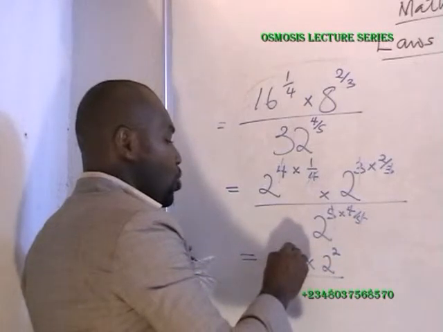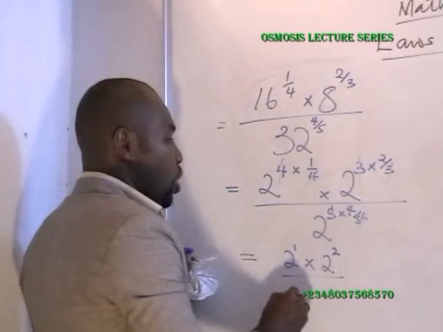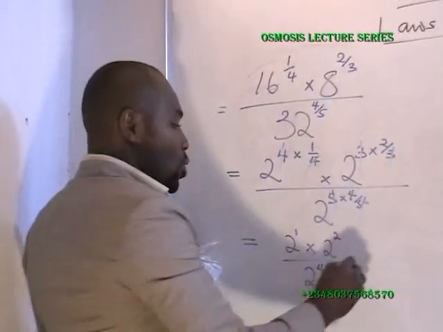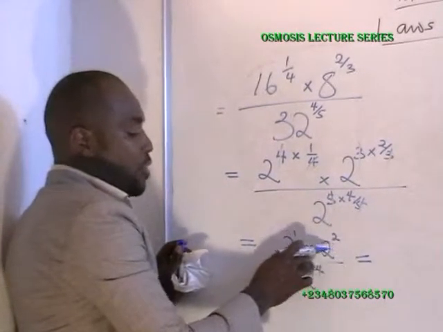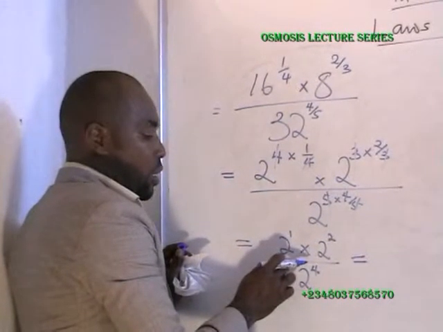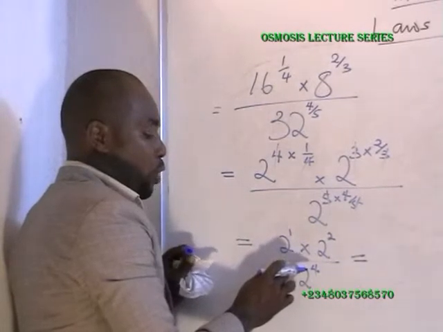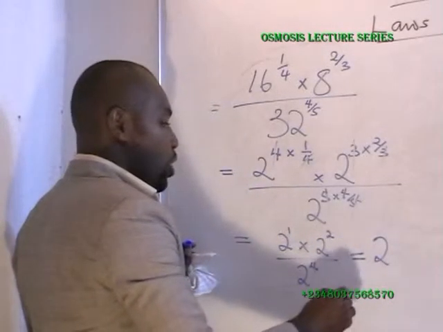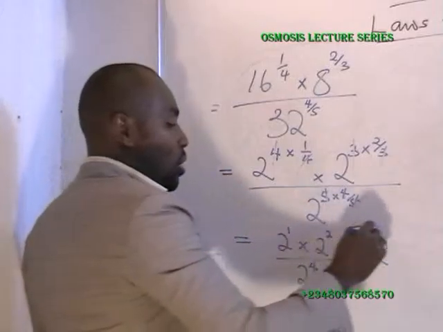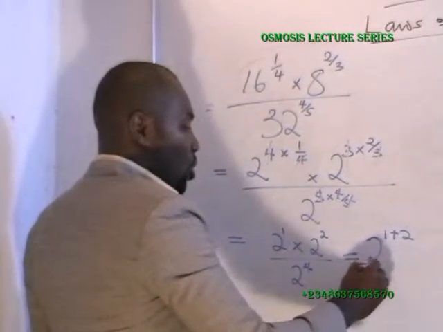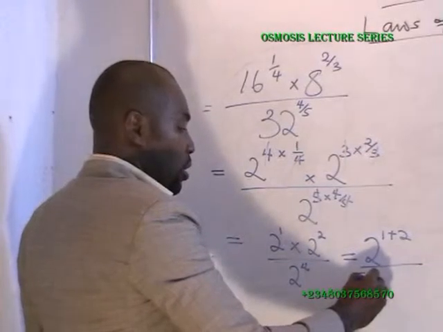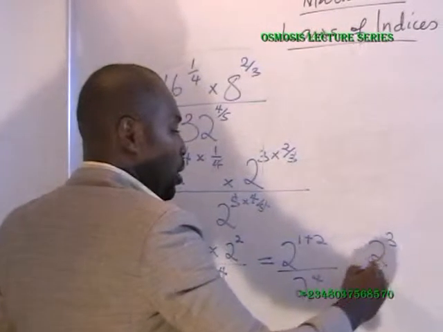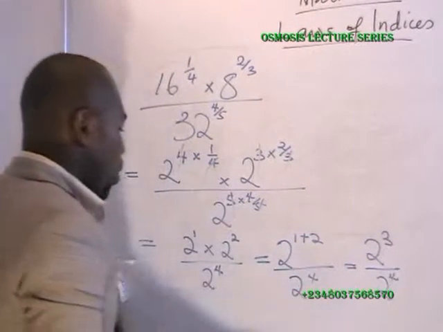All over, this is 2 raised to the power 1 times 2 raised to the power 2, all over 2 raised to the power 4. Which is equal to, here they have the same base. It will now give us 2 raised to the power, they have the same base, we'll take 1, which is 1 plus 2, all over 2 raised to the power 4, which is equal to 2 raised to the power 3 over 2 raised to the power 4.